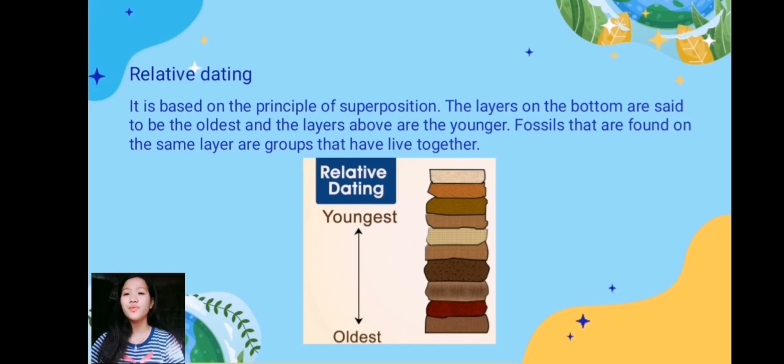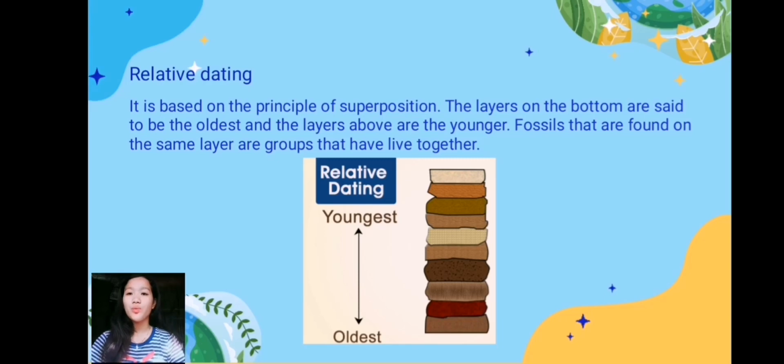So based on the principle of superposition, ang layer daw na sa ilalim ay sinasabing matanda na at ang layers naman sa ibabaw ay sinasabing mas bata. Relative dating is the process of determining if one rock or geologic event is matanda na or bata pa kesa sa iba, without knowing their specific age, how many years ago the object was formed. So we determine which things are older or younger based on their relationship.